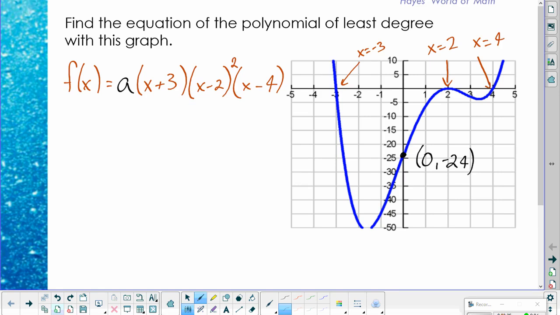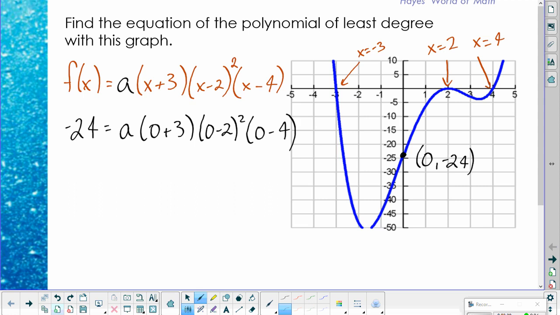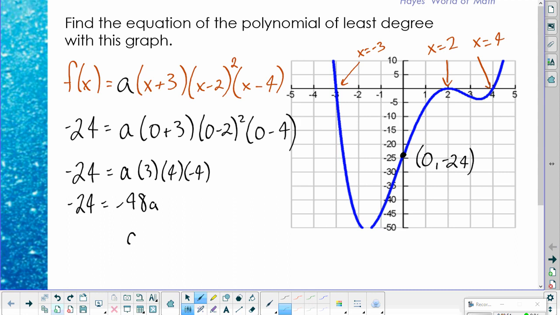So you're going to plug in -24, my function value when x is equal to 0. So I'm going to plug in 0 everywhere I see an x. And then I'm going to solve for the missing variable that I don't have, the a. So in this case, I have -24 equals a times 3 times 4 times -4. So that is going to be -24 is equal to -48a. So then a is going to equal 1/2.